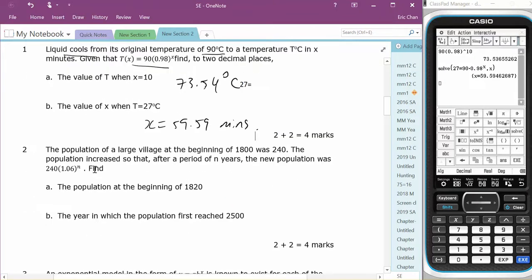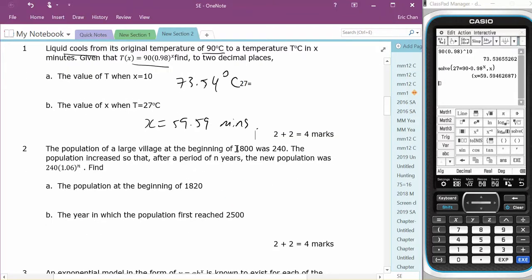Next part, the population of a large village at the beginning of 1800 was 240. The population increased so that after n periods, the population was given by this formula. Now, you can write P equals this, just so it makes sense. What do you notice about 240 here and 240 there? You remember the number in front of the power is usually your initial value.